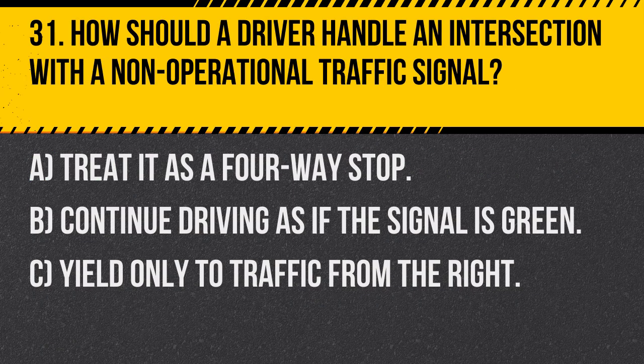Question 31. How should a driver handle an intersection with a non-operational traffic signal? A. Treat it as a four-way stop. B. Continue driving as if the signal is green. C. Yield only to traffic from the right.